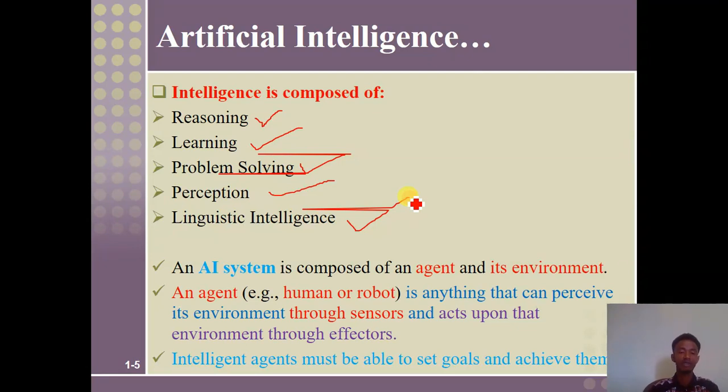So an artificial system is composed of all these things. Our intelligent devices should have all these principles. They should be able to reason. They are able to learn new things from the environment. They are able to solve the problems of the world. They should be able to perceive information from the environment through different sensors, and they are also able to understand the natural language that we speak.